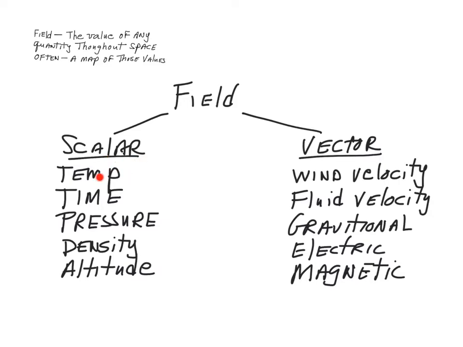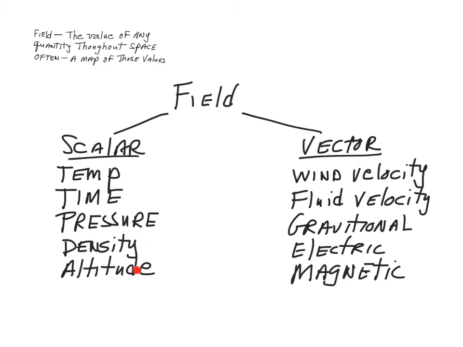Temperature field, that's usually seen as a temperature map, like a map of the United States with all the temperatures. Time field, that would be like the time zones around the world. There's different times in different places in space. Pressure field, that would be another weather map showing the pressure everywhere across some area of space. Density field might be like a map, a cross-section of the Earth, showing the different densities throughout the Earth.